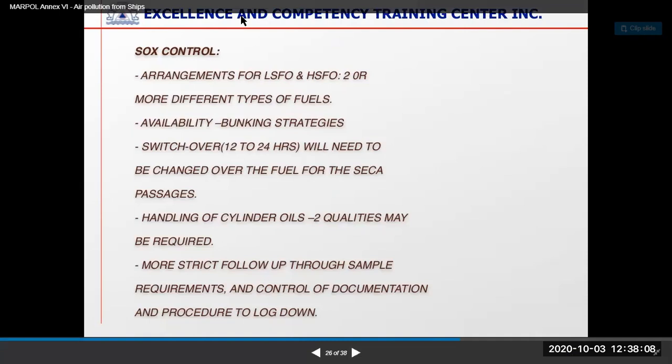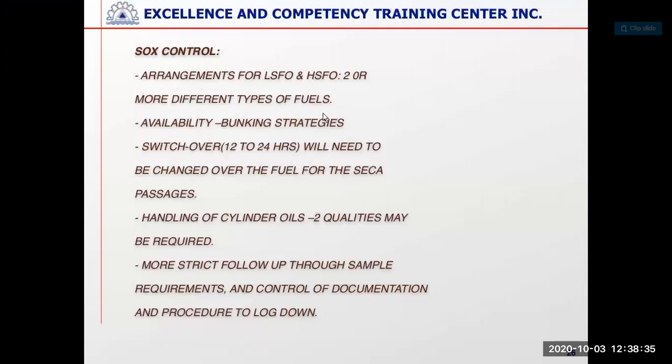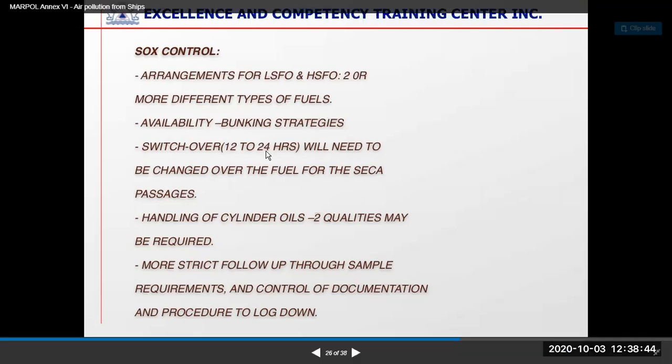So what are the different arrangements provided for SOx control? We are doing the following things for controlling the sulfur emissions. We have different fuel oils and different tanks with different fuel oils, different ports having different oils. And changing over might take from 12 to 24 hours, depending on the type of ship.